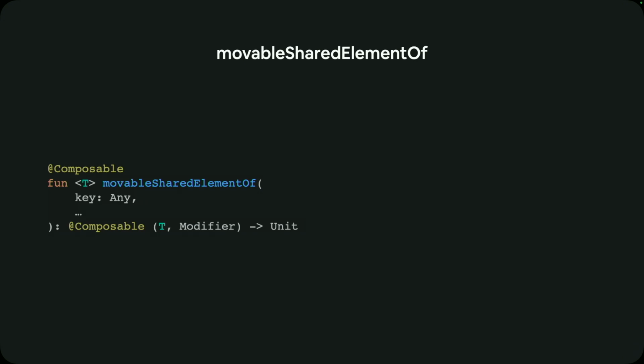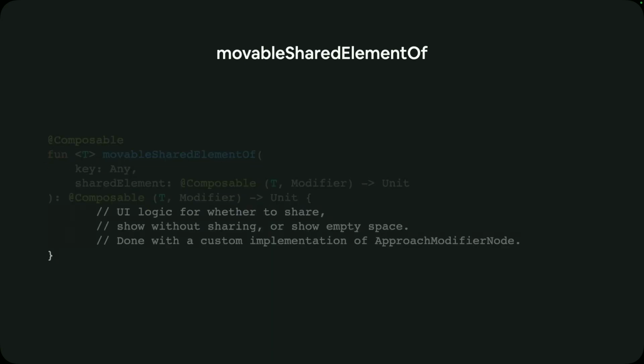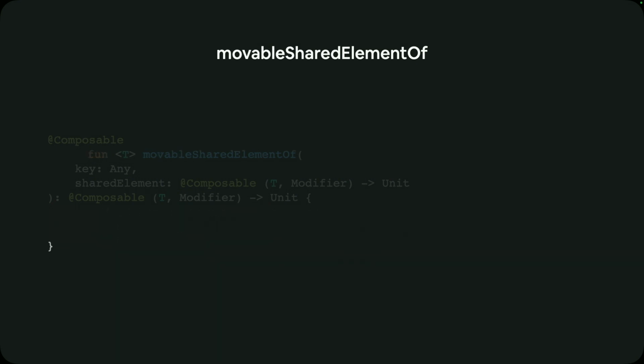So in this case, I'm trying to create a movableSharedElementOf. I have a key, and I have some shared elements, and if the shared element does not exist yet, it's kind of like a factory function. I want to create it. So here I'm going to have some UI logic for whether I want to share this object, if I want to show a blank space, or do anything.